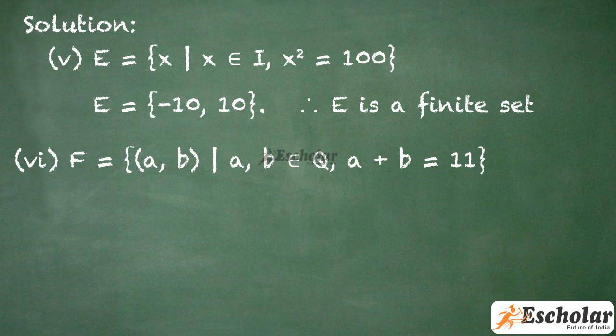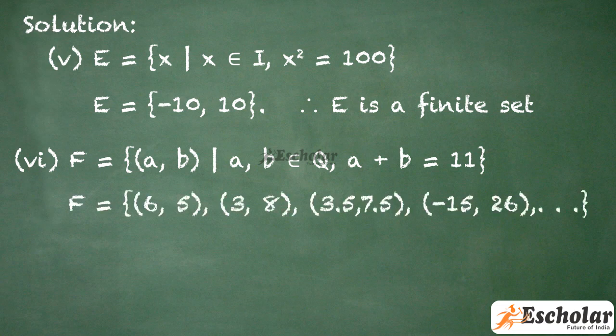Sixth, F is equal to {(a, b) such that (a, b) belongs to Q and a plus b is equal to 11}. F is equal to {(6, 5), (3, 8), (3.5, 7.5), (minus 15, 26) and so on}. Infinitely many such pairs can be written. Therefore, F is an infinite set.